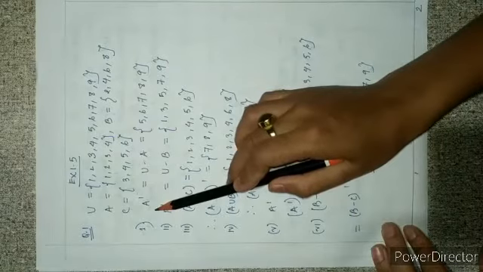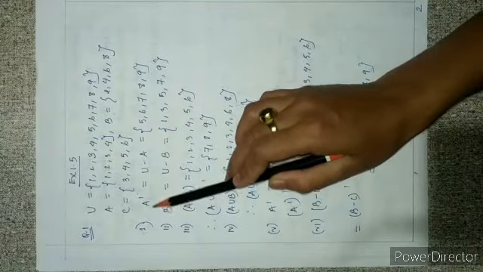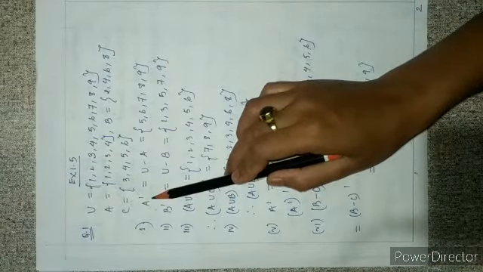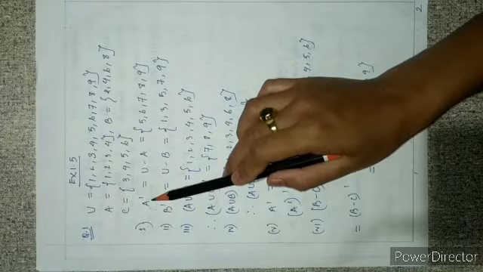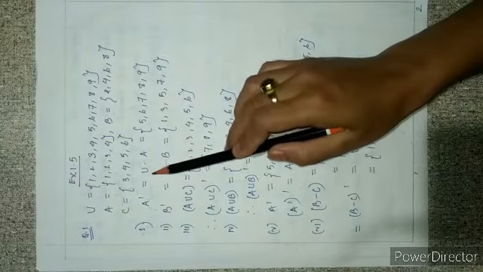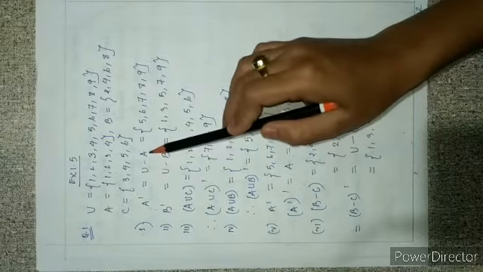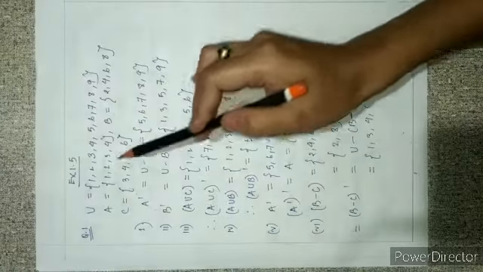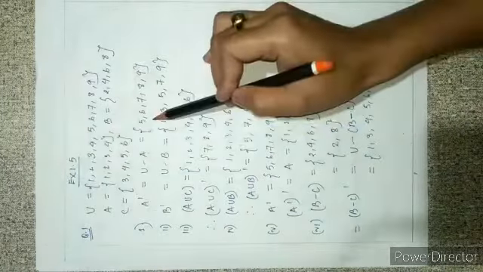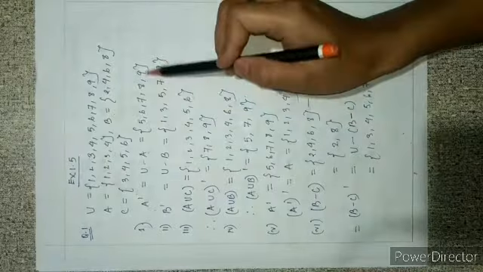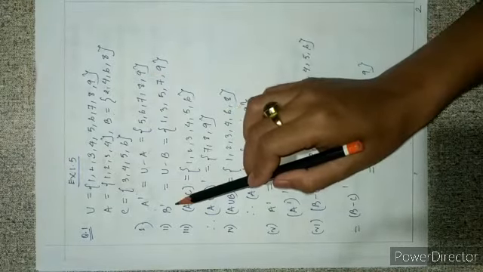Roman number 1. First find the complement of A. By the definition of complement, the complement of set A is U minus A. From U, removing A, that is 1, 2, 3, 4, the remaining elements are 5, 6, 7, 8, 9.